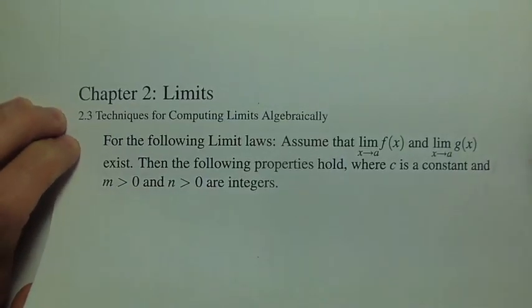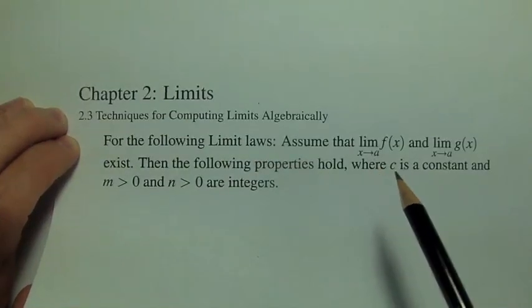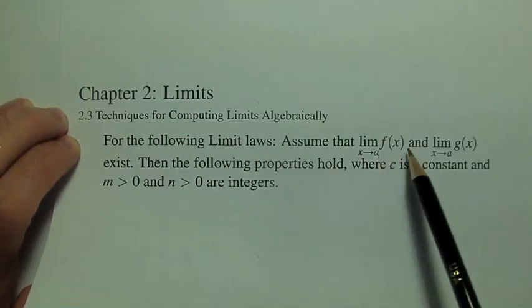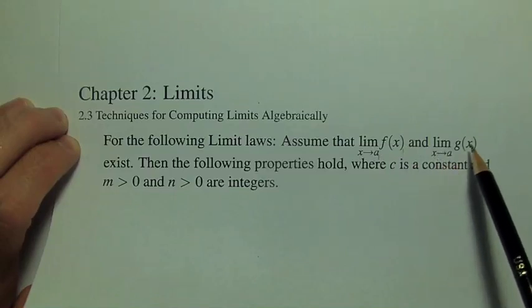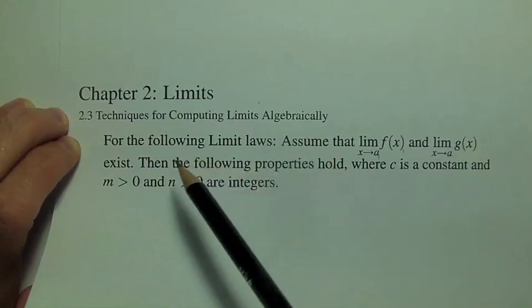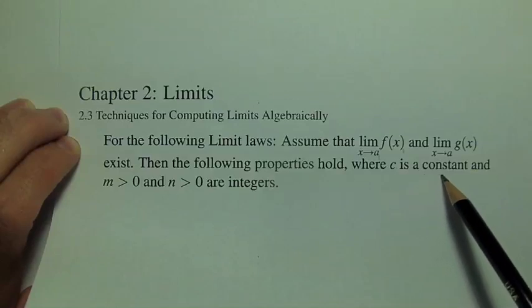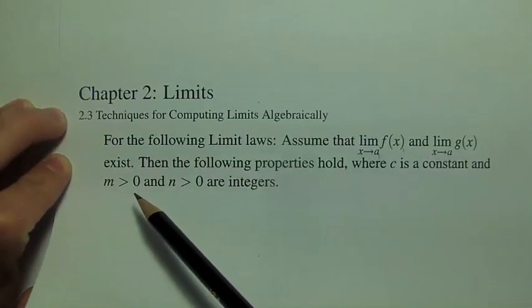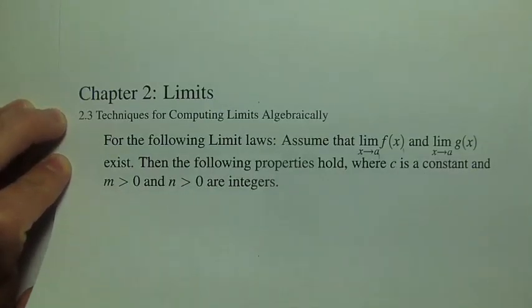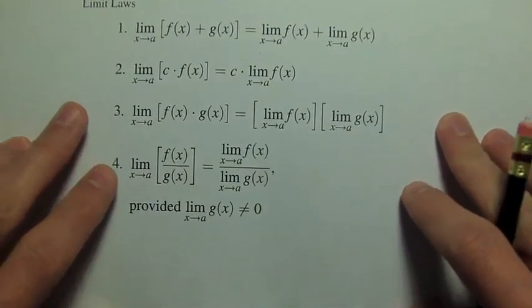But basically, for the following limit rules, what we're going to do is we're going to be looking at limits as x goes to a of f of x and limits as x goes to a of g of x. And we're going to assume that they exist. And for some of these, we need c, the letter c, to be constant. And we need m and n, both greater than 0, to be integers. All right, this is just some housekeeping just to make sure we have everything the way we need it.